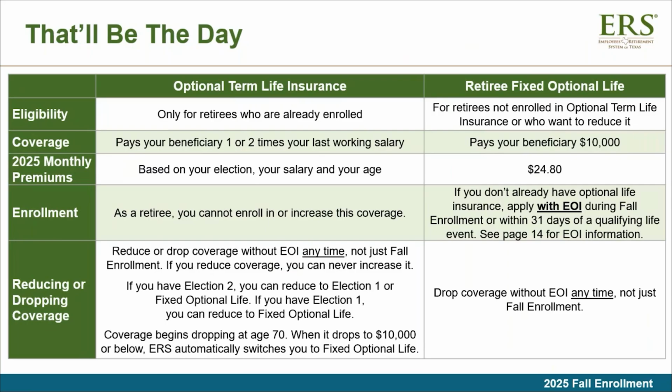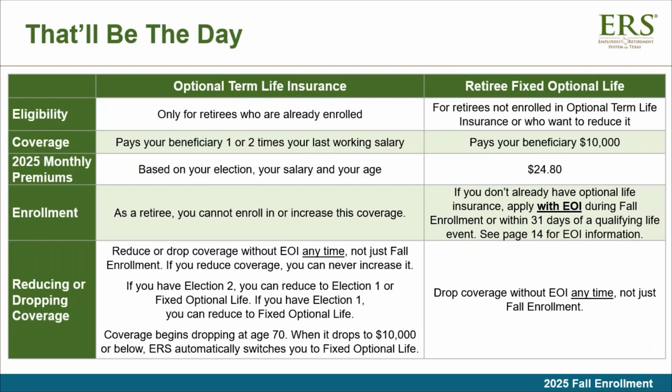We do want to also let you know, we'll talk about this a little bit more in the next couple of slides, that at the age of 70, if you do have that optional term life insurance, the amount of that optional term life insurance automatically begins to decrease every 5 years once you hit the age of 70. And then once it does get to around $10,000 worth of coverage, or we see that that's going to drop below $10,000, ERS does automatically switch you over to that retiree fixed optional life insurance. You don't have to do any type of evidence of insurability or anything of that nature in order for that change to switch.